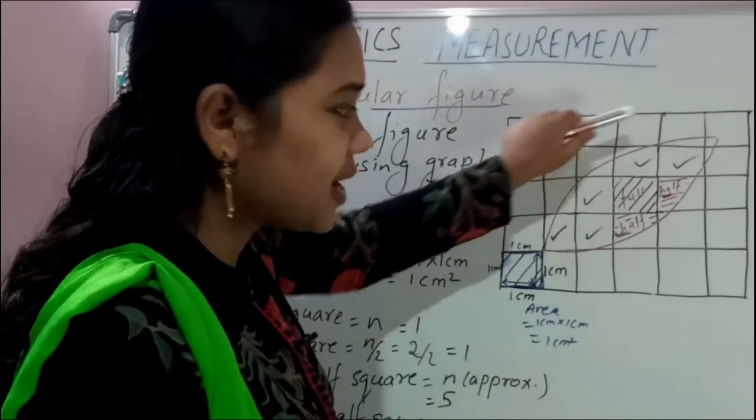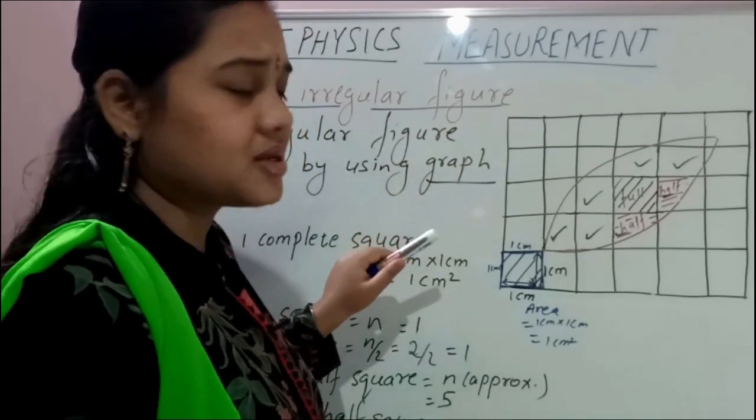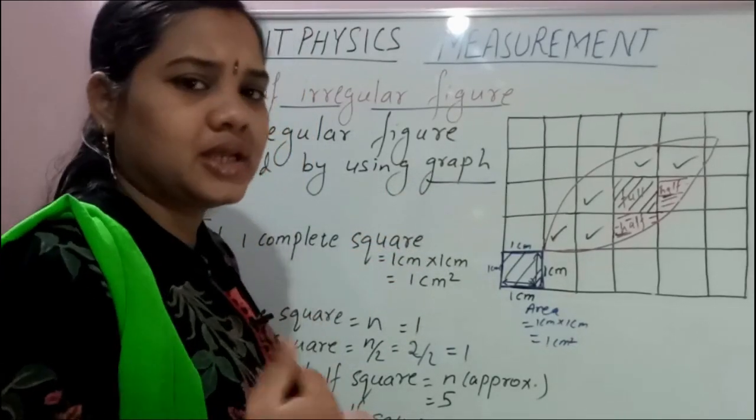You have to check it. How many half squares are there? Suppose 6 half squares are there. So 6 by 2, that is 3. Okay, so how many half?